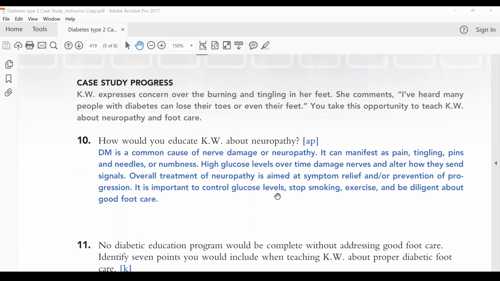Keep your feet hydrated with lotion. Absolutely. How about going to a podiatrist for your nail care? Oh yeah.